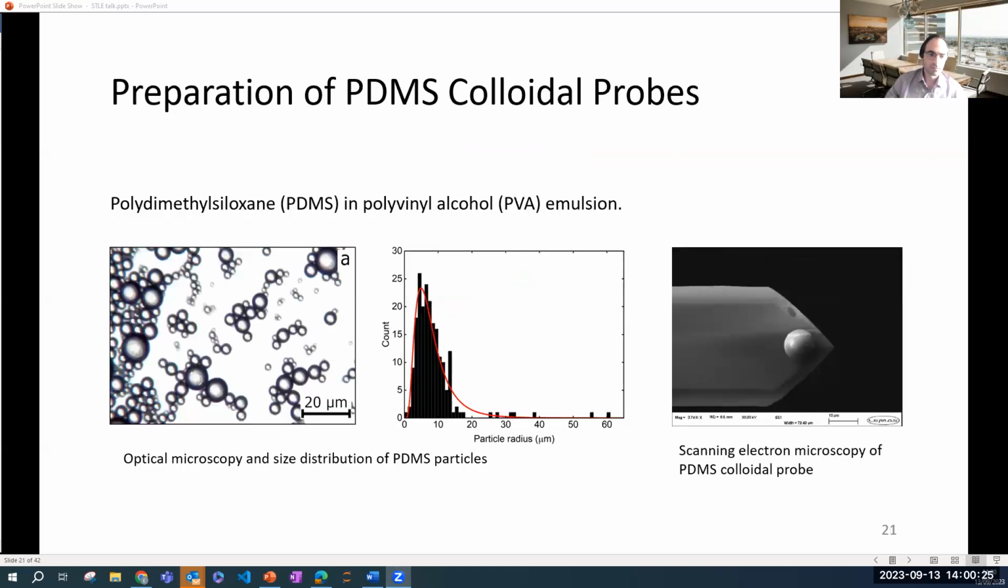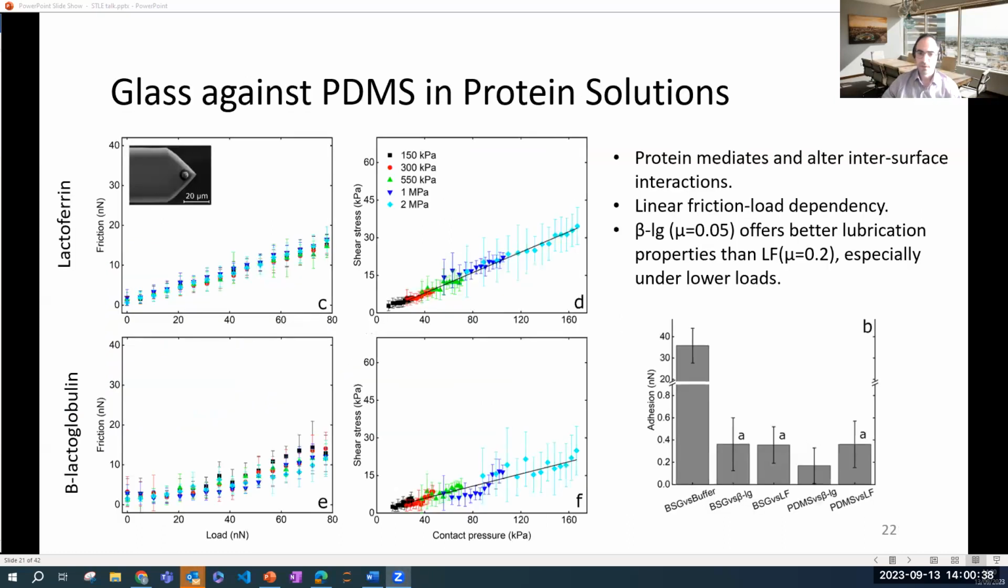Moving on from glass to PDMS, we prepared PDMS particles using PDMS in a PVA emulsion, and then we attached them at the end of the cantilever. Sorry, that's the glass. So this is the glass again.